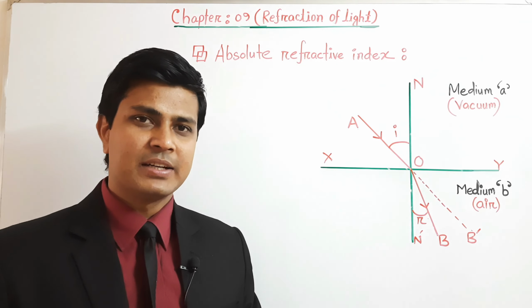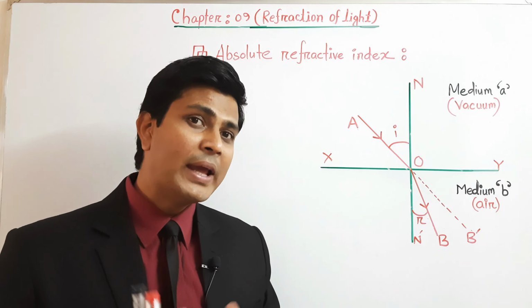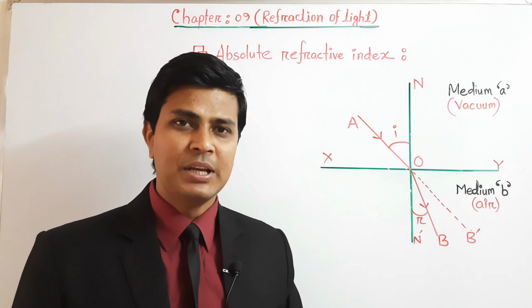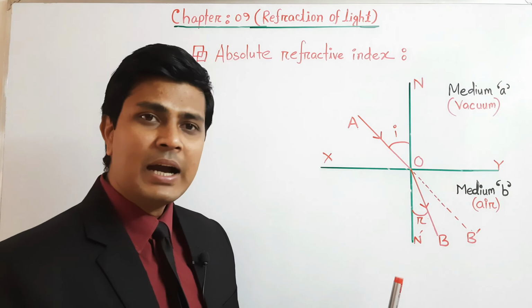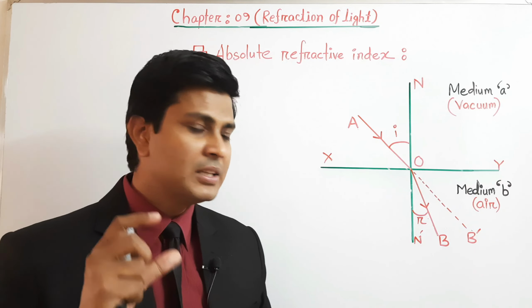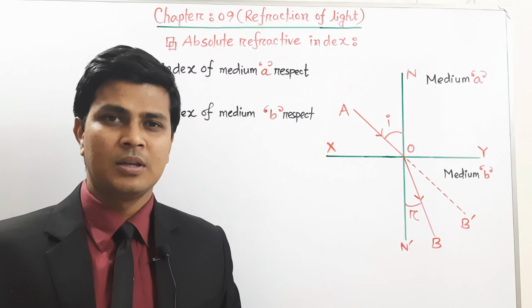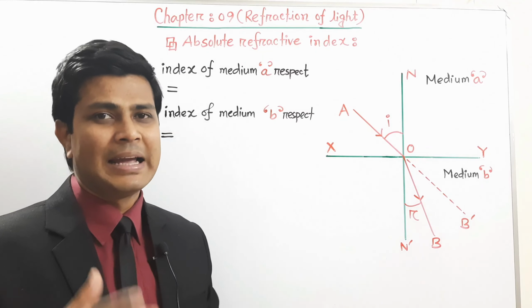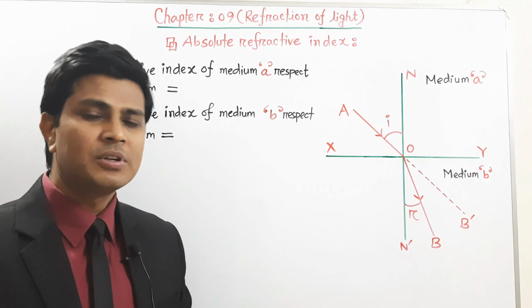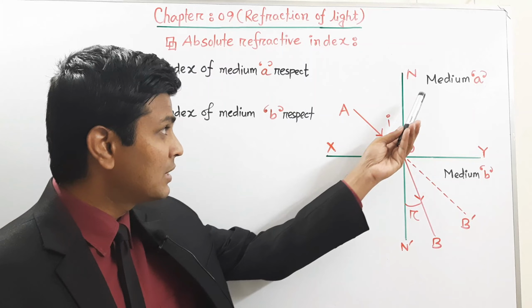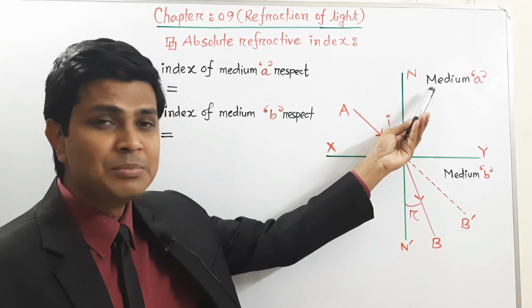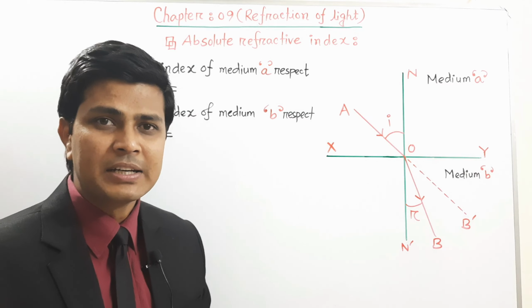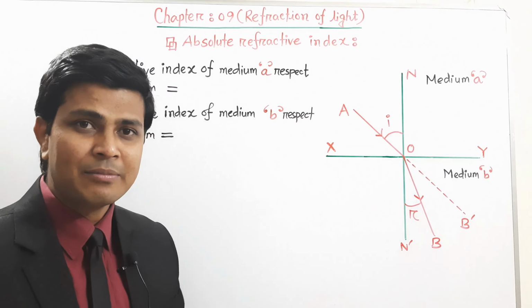Now absolute refractive index. Absolute refractive index means when light travels from vacuum to another transparent medium, then for a fixed color of light and for a fixed pair of media, the ratio of the sine of the angle of incidence and the sine of the angle of refraction is constant, and this constant is called absolute refractive index. In other words, we can say the refractive index of any transparent homogeneous medium with respect to vacuum, or zero medium, is called absolute refractive index. That means if light travels from medium A to medium B, and if we consider medium A is vacuum, then the refractive index of medium B with respect to the vacuum is called absolute refractive index. And absolute refractive index can be written in this way.